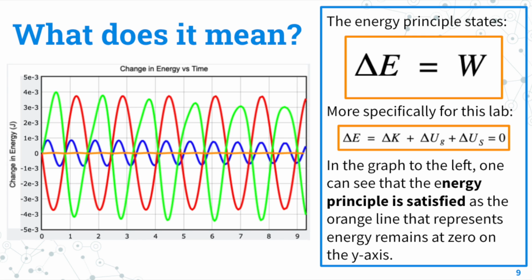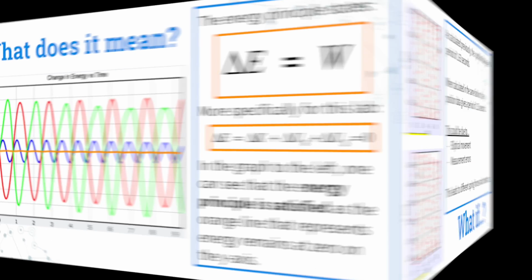So, putting it all together, what does this mean? We use the energy principle and the momentum principle, but was the energy principle satisfied? Looking at the graph and looking at the equation, one can see that the energy principle is in fact satisfied, as the orange line that represents total energy remains at 0. This is fascinating to see that based off of a simple video, we were able to extract data and apply physics principles to get an accurate model.